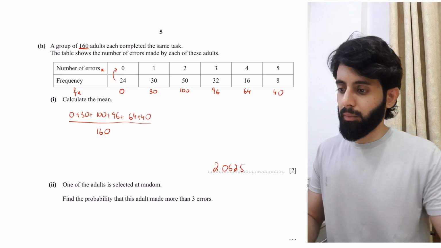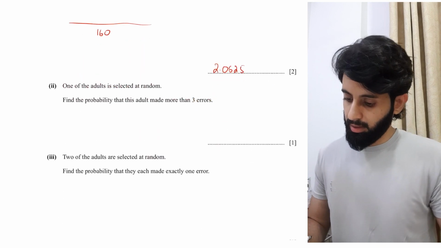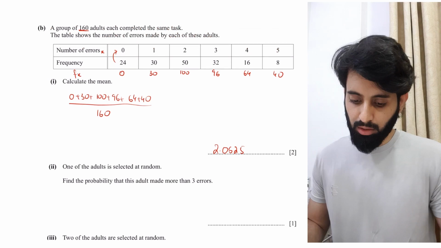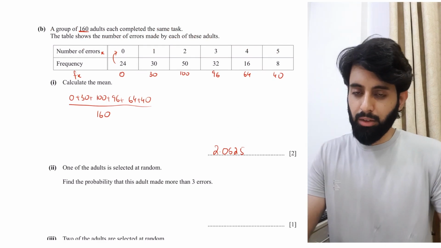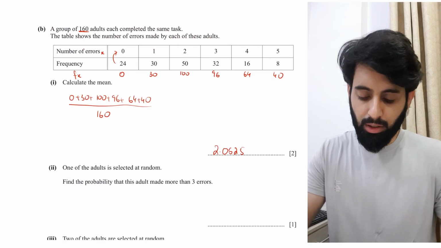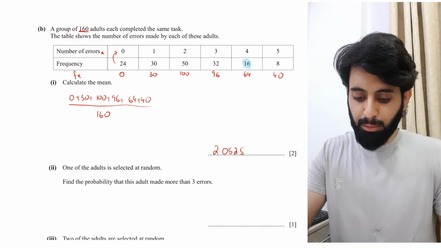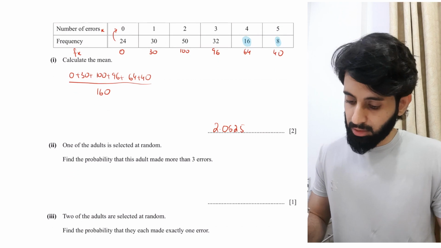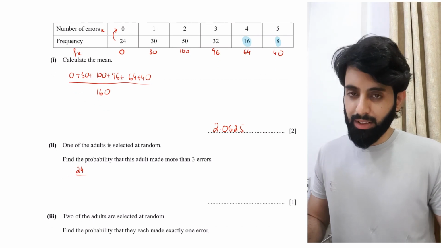Okay. All right. Then it says one of the adults is selected at random. Find the probability that this adult made more than 3 errors. More than 3 means 4 or 5. Since there is no 6 here, if there were 6, we'd have considered that. That means you're going to consider the number of adults who made 4 errors and the number of adults who made 5 errors. So that makes a total of 24. That's your favorable outcome.